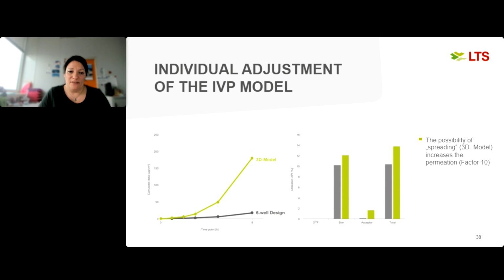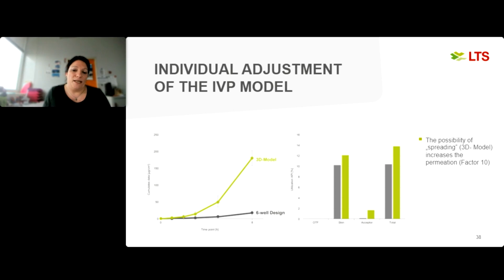Sometimes it's necessary to make an individual adjustment of the in vitro permeation model. So for example, if we have to handle a very big API, so a big molecule size, then sometimes it might be a good idea to look if there is any benefit in, let's say, a spreading of your API. So at the end, for example, a sublingual application.